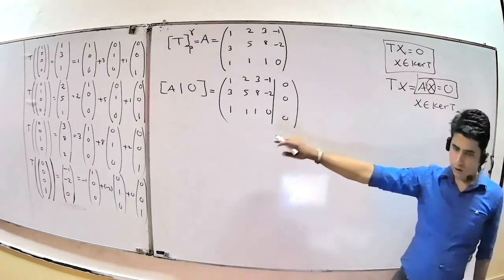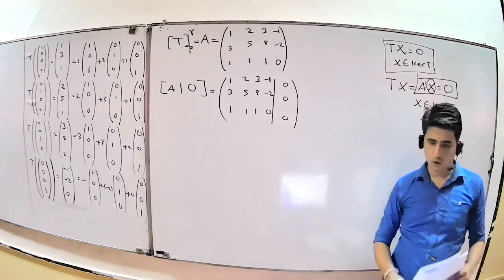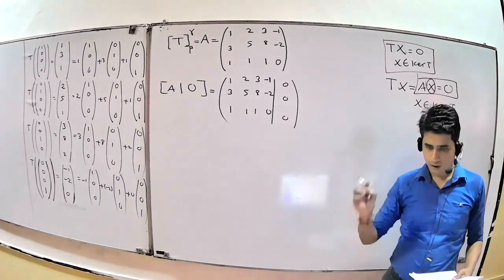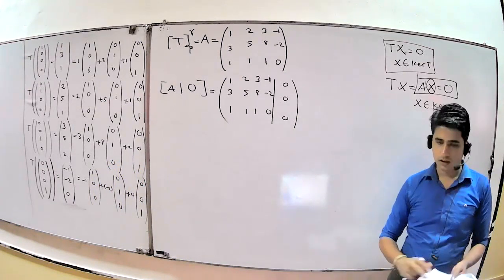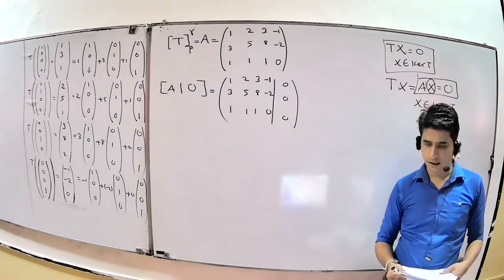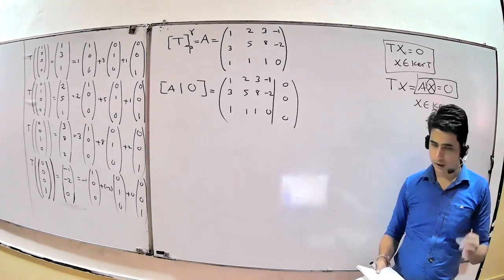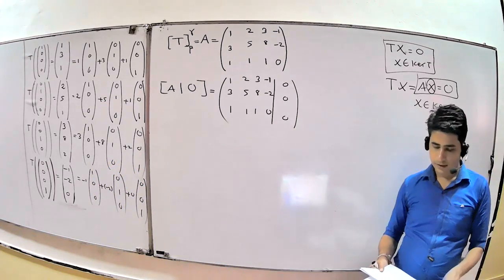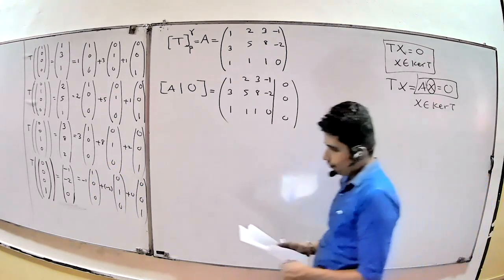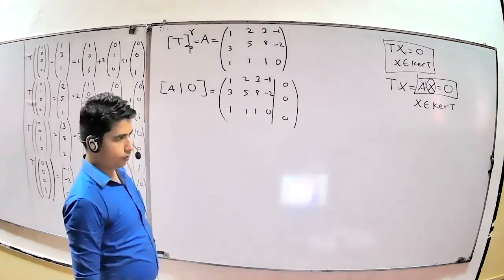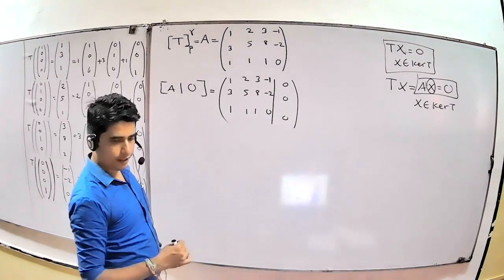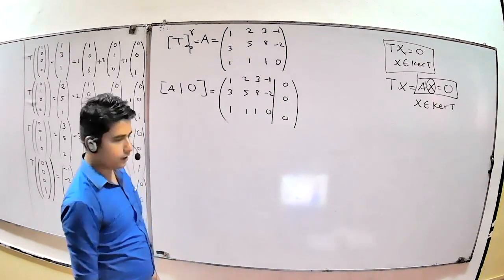Now we want to do some row operations, then find the row reduced echelon form. From this row reduced echelon form, you can find the values of x1, x2, x3, x4. From that, you can find the basis. From the system of linear equations, you have some idea how to find the basis, right?